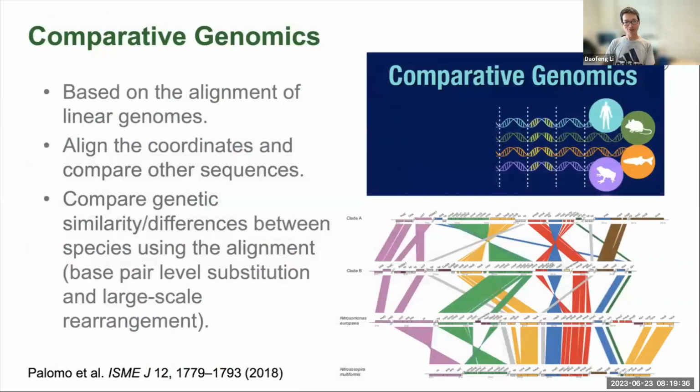So now I'm going to jump to my second topic, which is about the visualization of comparative genomics. Here's some background information. Comparative genomics is based on the alignment of linear genomes. You align the coordinates and compare the sequence. Based on the alignment, you can compare the genetic similarity and difference between the species you aligned. You can also check base pair level substitutions and large scale rearrangement events.